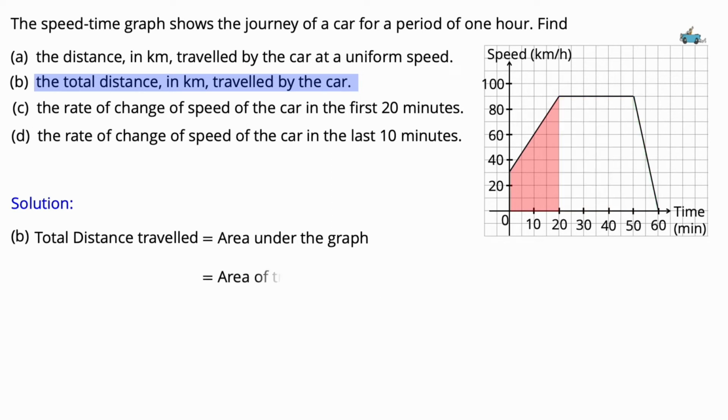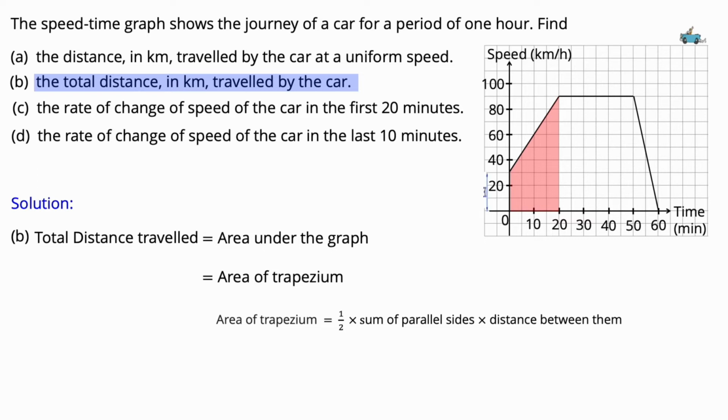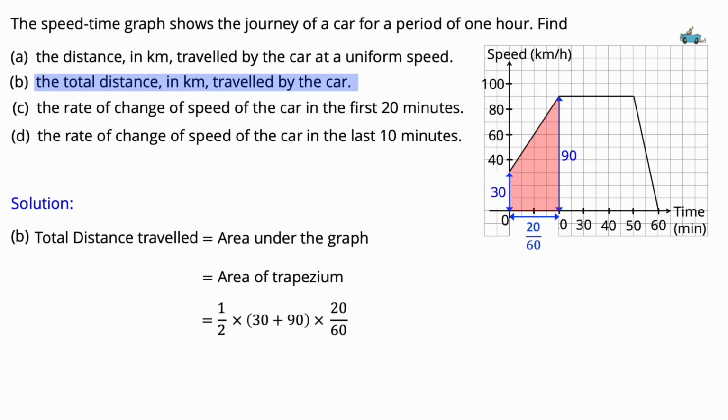Firstly, the area of the trapezium. Area of trapezium equals 1 over 2 times the sum of parallel sides times the distance between them. Its parallel sides are 30 and 90, with a distance between the parallel lines of 20 minutes. Convert to hours, make it 20 over 60. Area of trapezium equals 1 over 2 times (30 plus 90) times 20 over 60. The calculated result is 20.